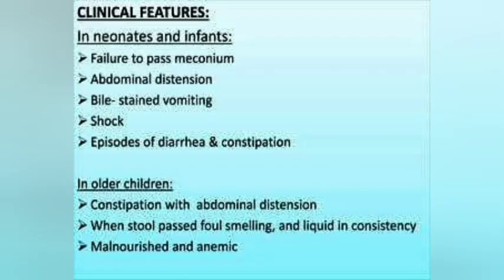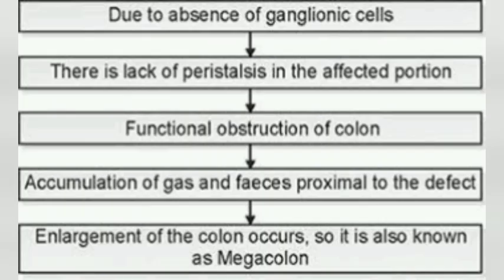In the newborn, there is a failure to pass meconium. The newborn will not be able to pass meconium within 48 hours. There will be abdominal distension. Also, there will be bile-stained vomiting. In later cases, there can be shock, diarrhea, and constipation can also occur. In older patients, we usually see abdominal distension, malnourishment, anemia, and foul-smelling stool.